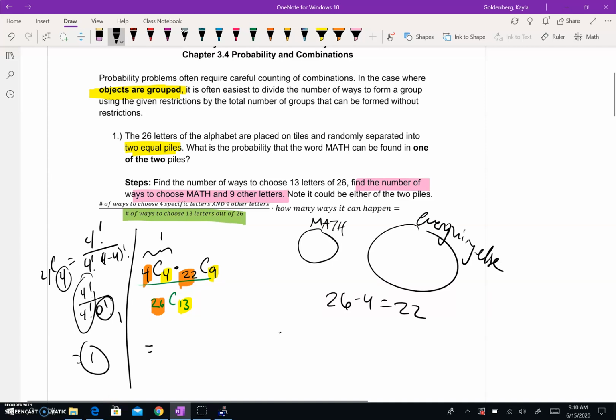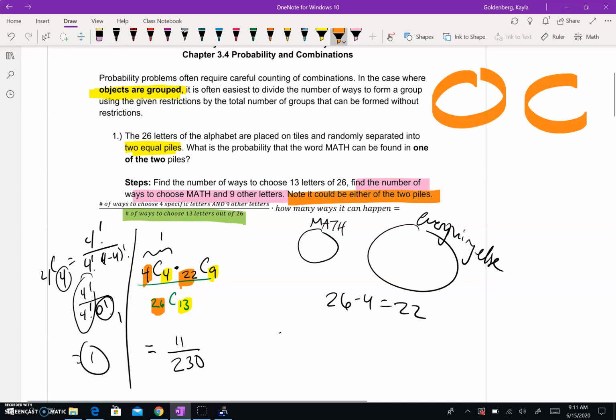So this fraction will simplify to 11 over 230 if you calculate that using your combinations on your calculator. But there is one small caveat that I want to point out, and that caveat comes from this statement here, which says, note, it could be in either of the 2 piles. Because remember, we're putting all our tiles into 2 piles, and we're asking what are the chances that either of the piles have the letters that spell out math.